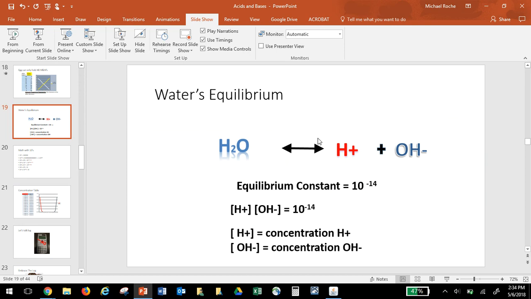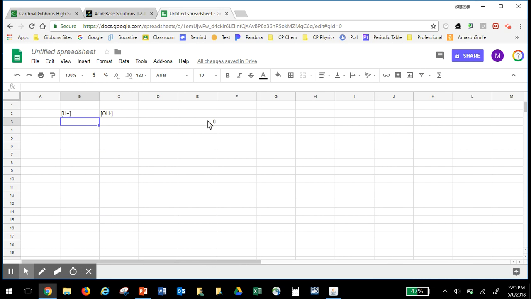equilibrium has what's called an equilibrium constant, which is to say water spontaneously breaks down into H plus and OH minus. And it does so such that the equilibrium constant is always 10 to the minus 14, which is to say that the concentration of the H plus and the OH minus multiplied by each other always equals 10 to the minus 14. That is a very interesting thing to happen for us.